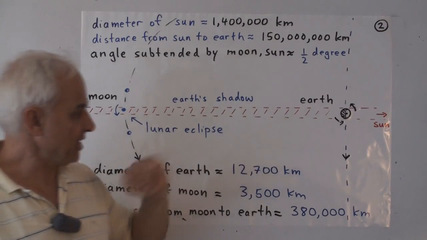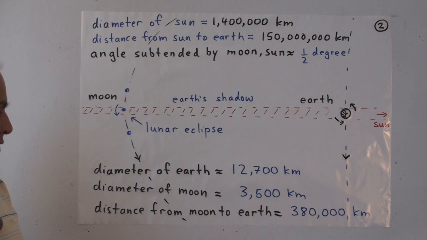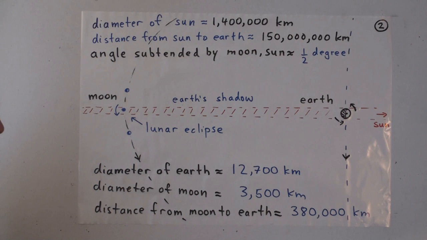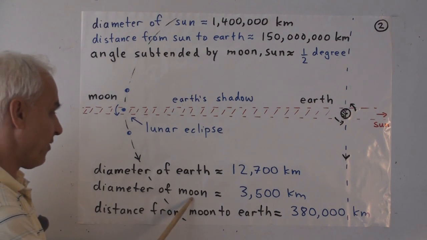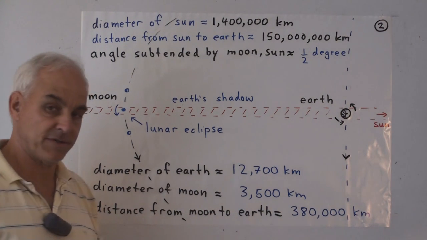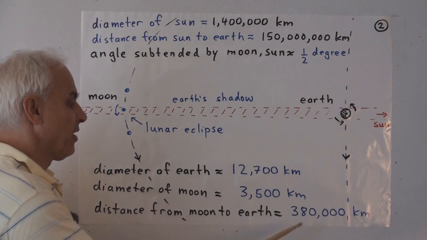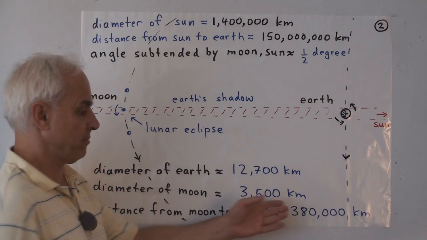So if we go back to this diagram here with these figures on it, we can summarize that the ancient Greeks knew the following. They knew, thanks to Eratosthenes' calculation with the well at Syene, that the diameter of the Earth was pretty well 12,700 kilometers. They were pretty close, within a few percent of that. They knew that the diameter of the moon was 3,500 kilometers, within a few percent of that. They knew that the distance from the moon to the Earth was 380,000 kilometers.